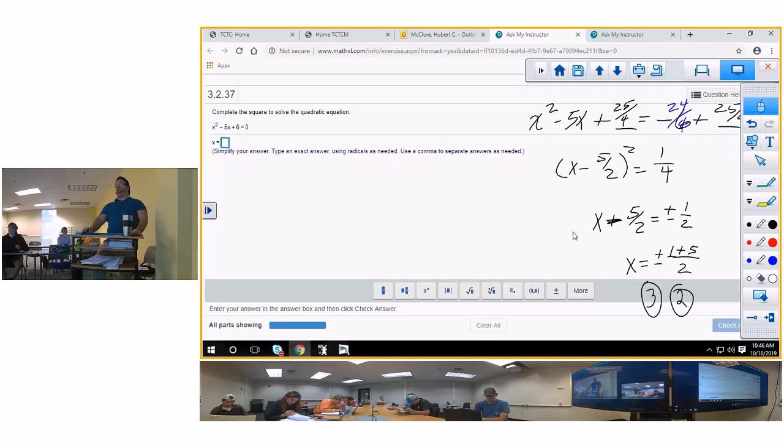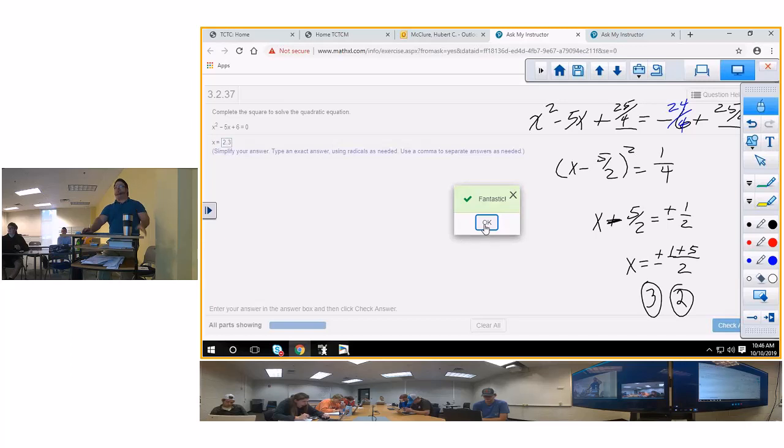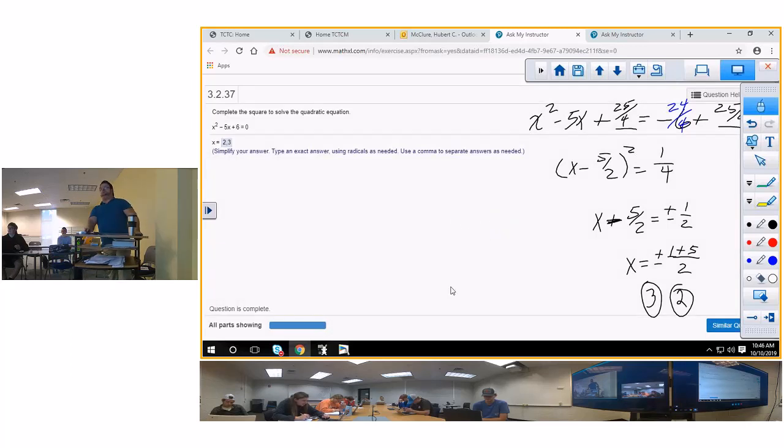Okay, so this one, you don't have to use the square root, because the square root of 1 is what? 1. So it's going to be 3 and 2. So you type in 2, comma, 3. That's a test question because it's short and sweet.